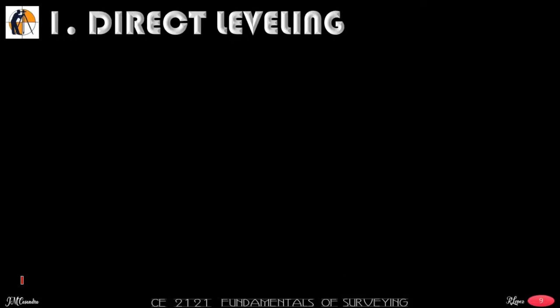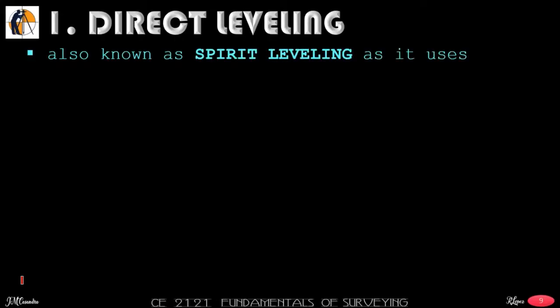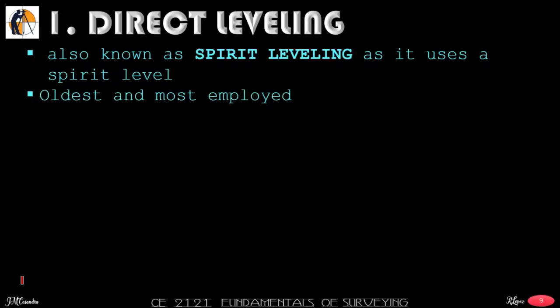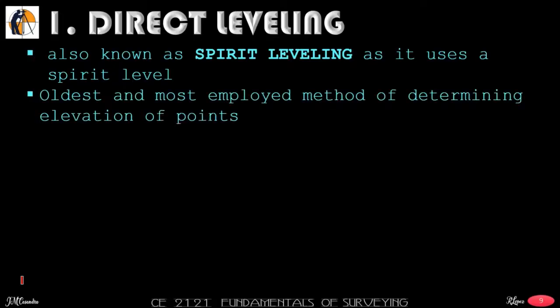We have the first method, which is direct leveling, also known as spirit leveling, as we use a spirit level in our measurements. It is the oldest and most employed method of determining elevation of points.